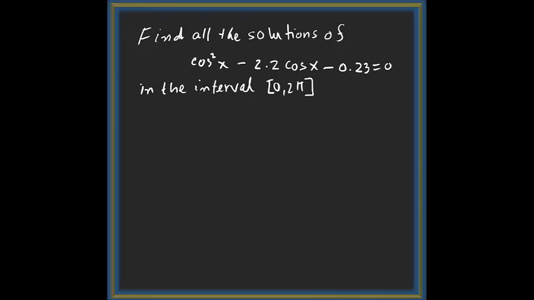Trigonometric equation solutions. Find all the solutions of the equation cosine squared x minus 2.2 cosine x minus 0.23 equals 0 in the interval 0 to 2 pi. So first of all, we try to factor the left side. If not possible, then we can use the quadratic formula. So let me use the quadratic formula in this case.